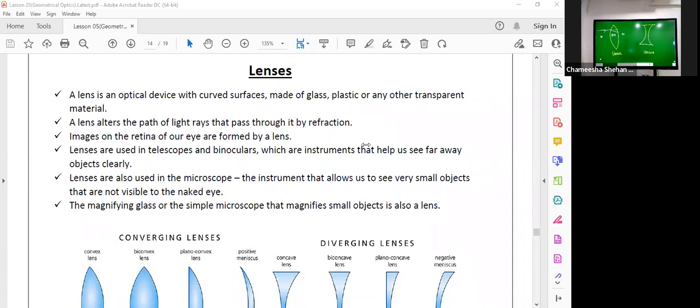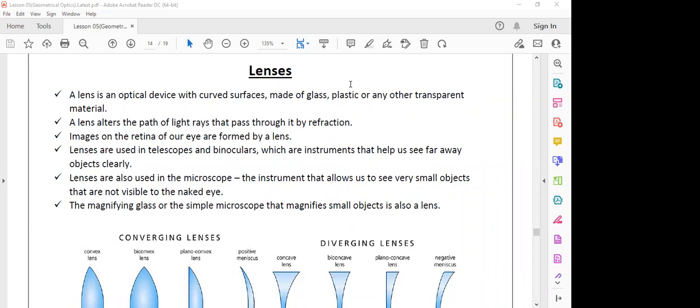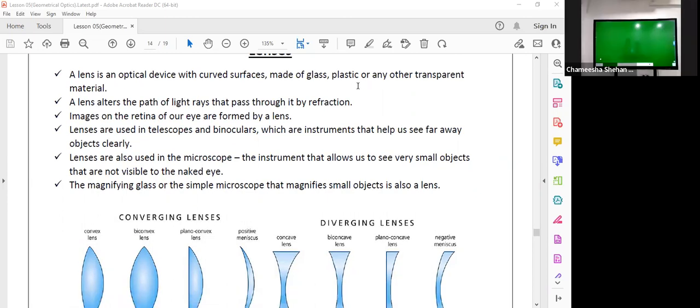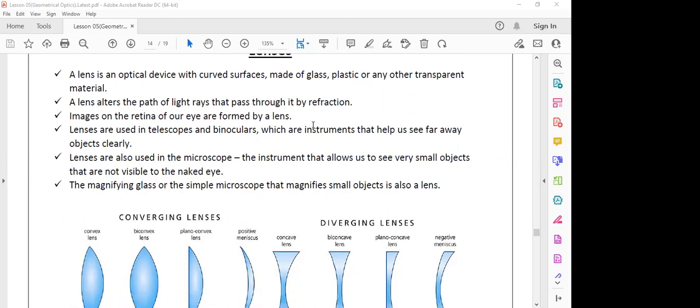All right, great. Okay, Upe, can you read it for me about the lenses quickly? Yes. A lens is an optical device with curved surfaces made of glass, plastic, or any other transparent material. All right. A lens alters the path of light rays that pass through it by refraction.